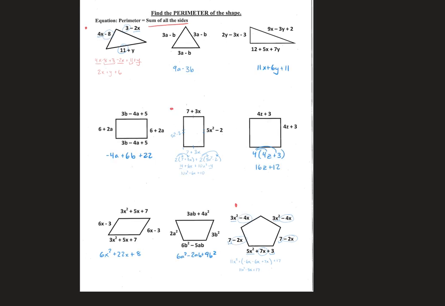And here are the answers. Before I go, I want to point out the square, this one right here. The way I did it was by remembering that squares, all the sides are equal. So I multiplied 4z plus 3 by 4, and that's how I got my answer. If you want to add up all 4 sides, that works too.